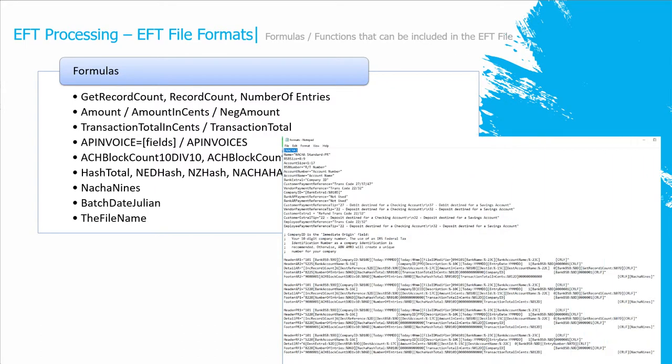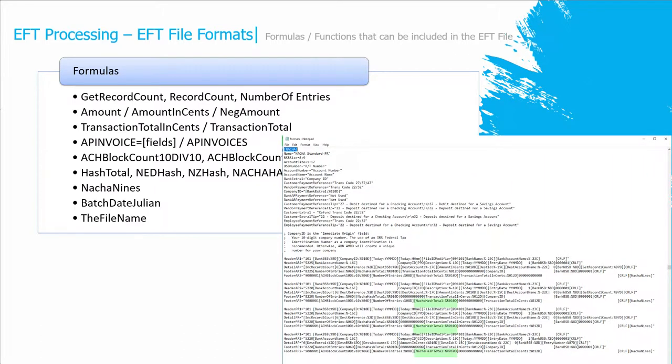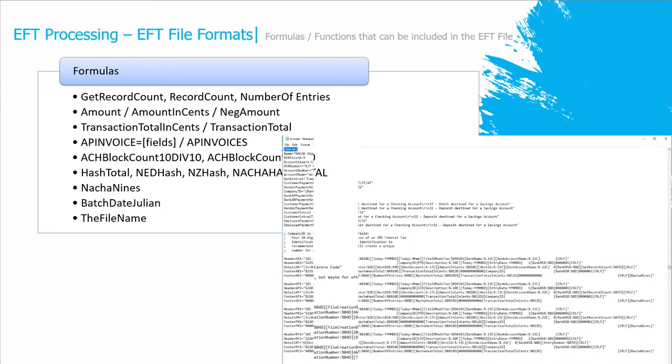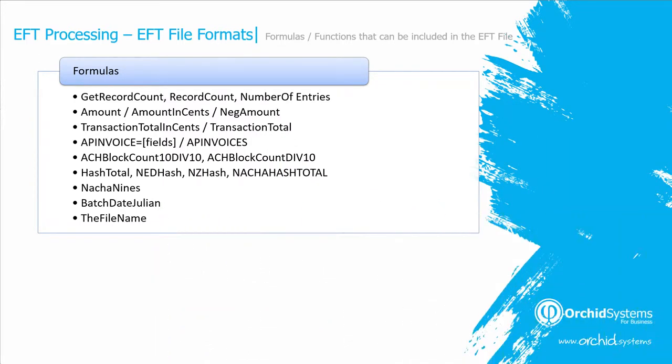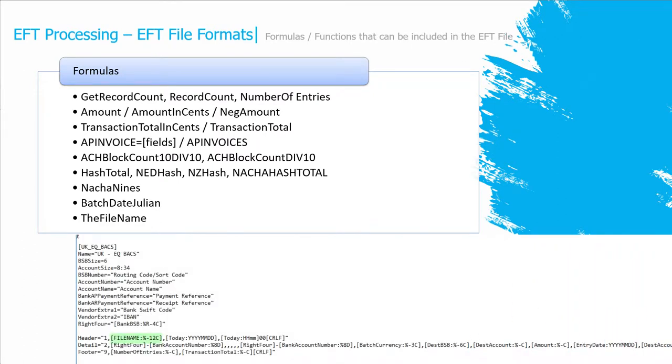And for hash totals and particular formatting needed by some of the formats, you can include the hash total or the Nedbank hash total or the New Zealand hash total or the NACHA hash total and the variable number of nines and size of the file that is included in the NACHA file. You can also include the Julian date and the actual file name in the file, as some banks need that.